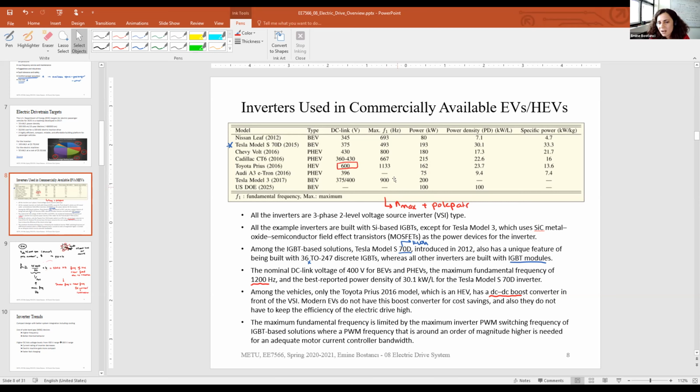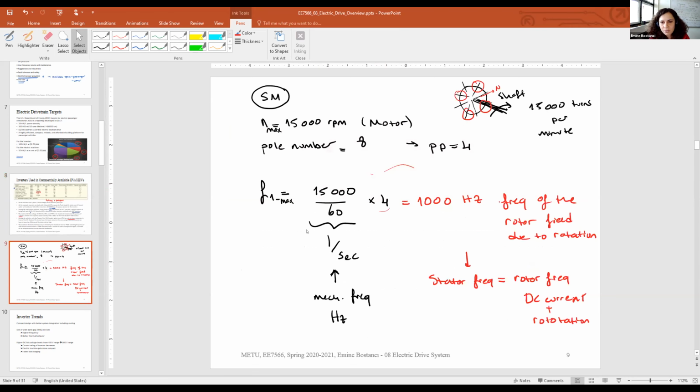What is limiting? Why don't we have a maximum frequency of 2,000 hertz? We can just increase the pole pair number. We can just increase the speed. Why do we limit ourselves around 1,000 hertz maximum fundamental frequency? Any idea?